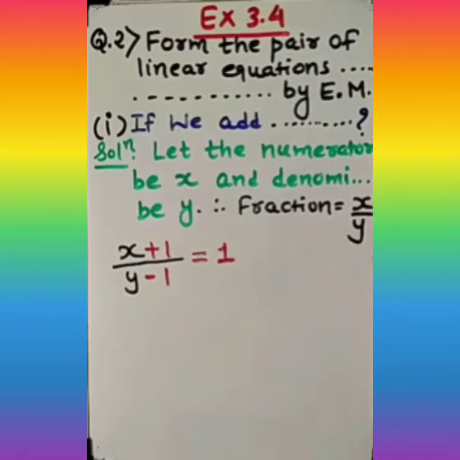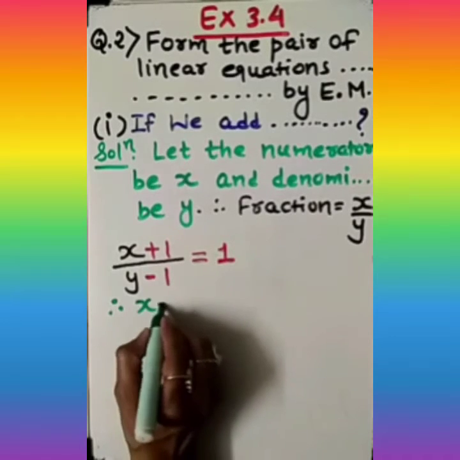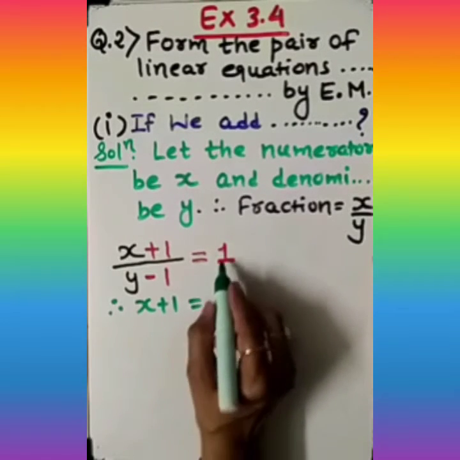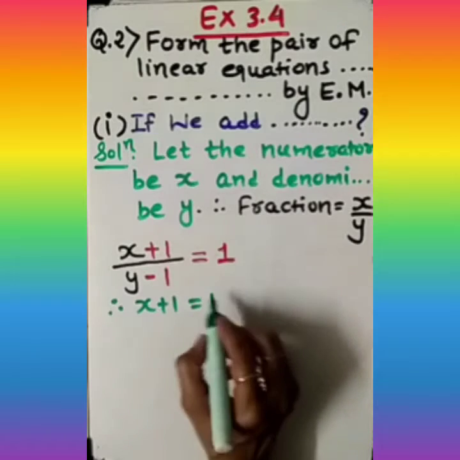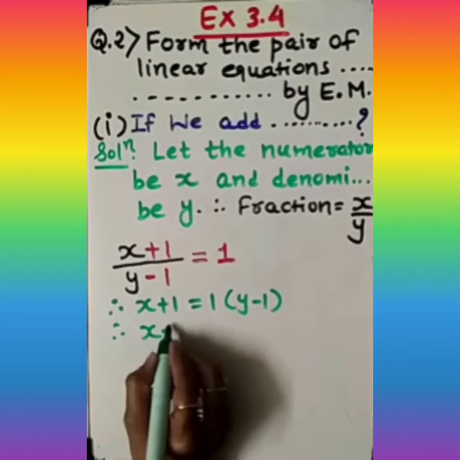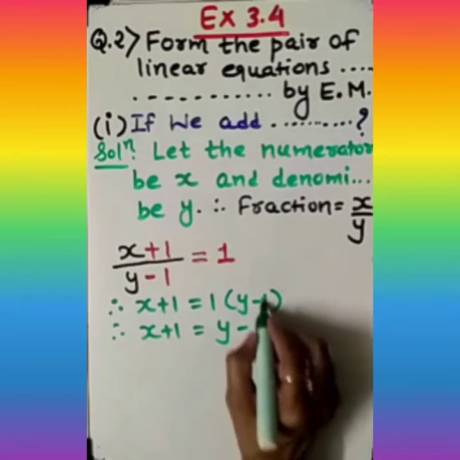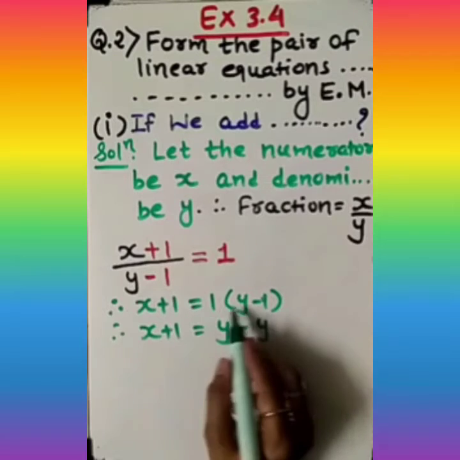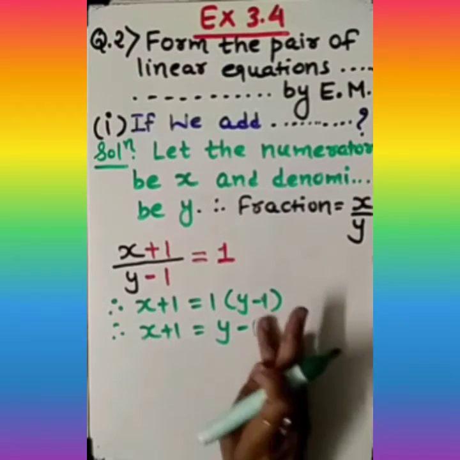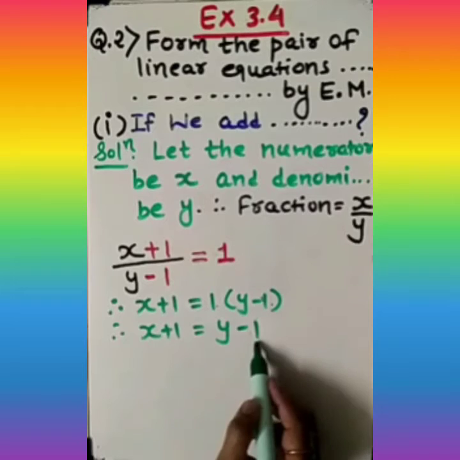Now we need to simplify it here only. For that, just look at your screen. Here x plus 1 equals 1 times y minus 1, by cross multiplication. So the equation will be x plus 1 equal to y minus 1.